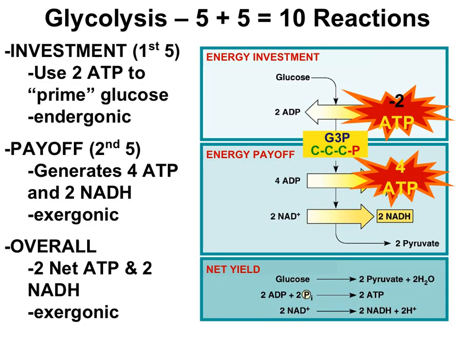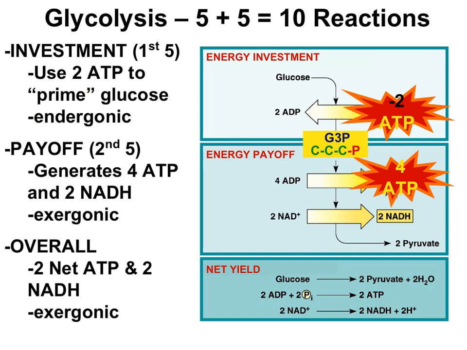The 10 reactions of glycolysis can be broken down into two groups of 5 reactions. The first phase of 5 reactions is sometimes called the investment phase, and the second 5 reactions are sometimes called the payoff phase. The investment reactions get their name because these first 5 reactions cost an investment of 2 ATP. Those 2 ATPs get glucose ready for the next reactions. Since there's a net input of energy, you can consider these endergonic.